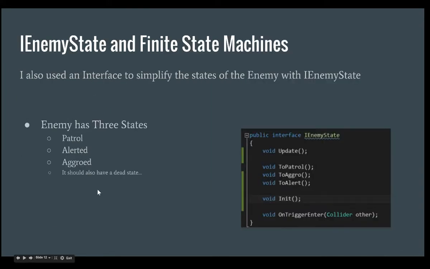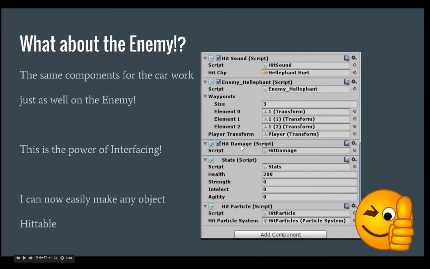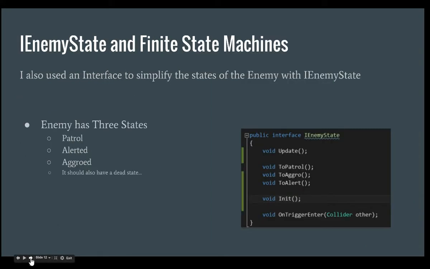Now that we kind of understand that, there's a little bit more that's going on that I didn't talk about. The enemy, if I go back a little bit, has a hit damage. So that just means when it gets hit, I want it to take some health away. And when the health hits 0, it'll activate its killable script, if you're wondering where that killable comes into play.